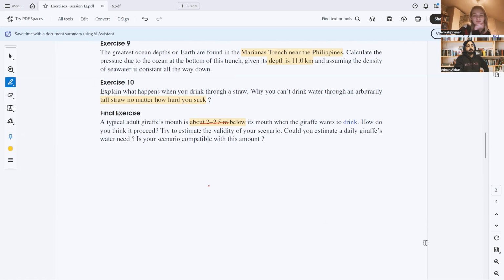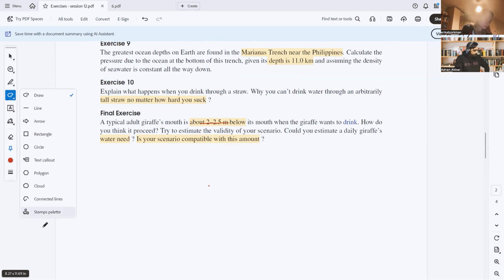This is a question that depends on our scenario. We have to decide how it will try. Could you estimate a giraffe's daily water need? Also, we need to estimate the daily water drunk by the giraffe. Is your scenario compatible with this amount? The scenario that you choose may be compatible, maybe not. It is a kind of practical way of thinking. But let us check what we can do in this case.